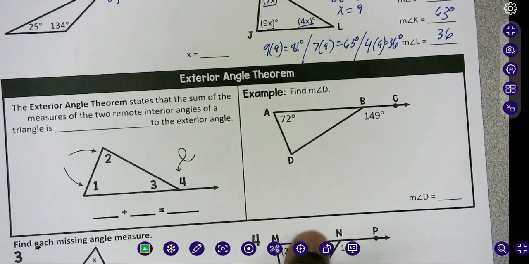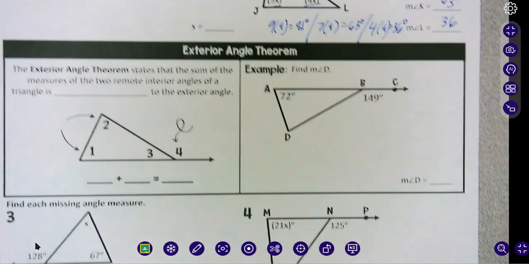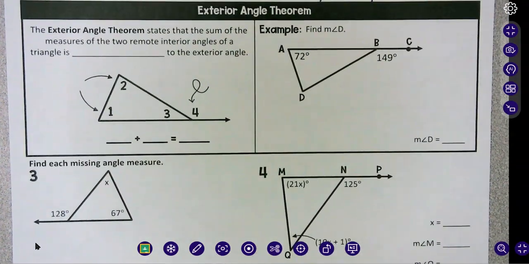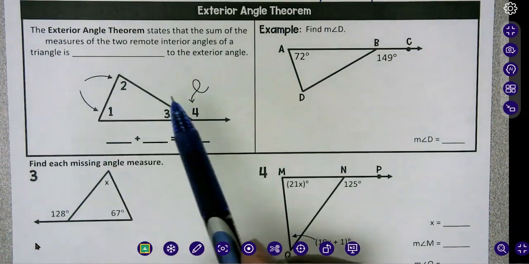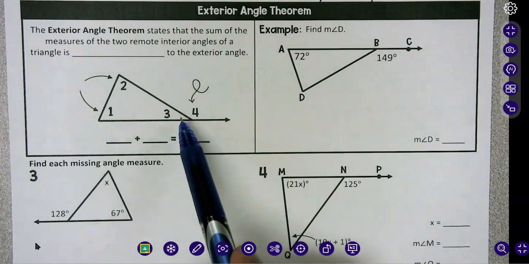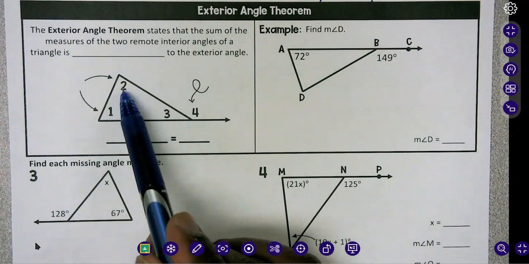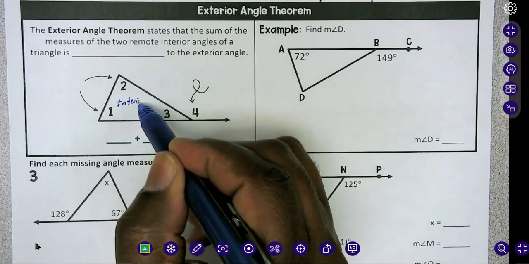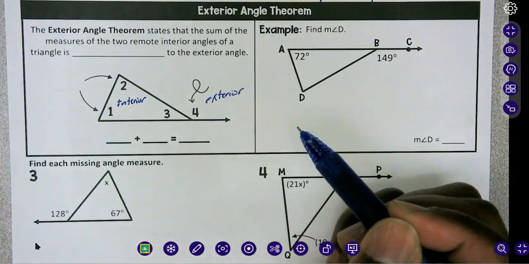All right, let's keep moving. The next theorem is the exterior angle theorem, which simply says this. Don't make this harder than what it is. Follow me. This says the exterior. What does the word exterior mean as it relates to a triangle? Notice that angle 4 is on the outside. Angles 1, 2, and 3 are on the inside. So this is the interior, and this is the exterior. Hopefully that makes sense.